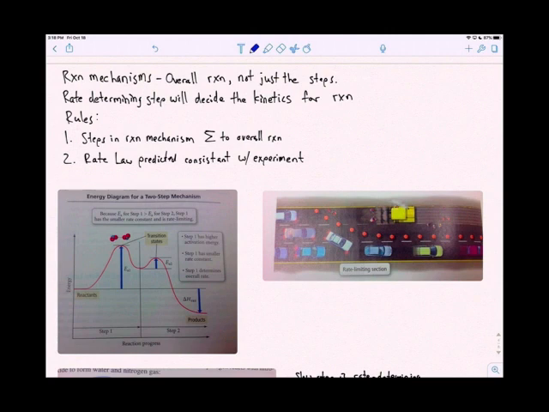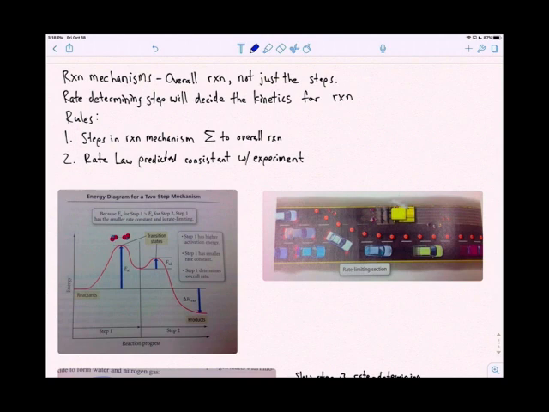But those are extremely complex reactions, and they have several side reactions going on, and there's a range of products. But we're going to break this down to something much more simple for this class, so don't worry about that. These are the rules for a reaction mechanism. The steps in the reaction mechanism, that's capital sigma, sum to the overall reaction. And the second point is the rate law predicted has to be consistent with experiment.